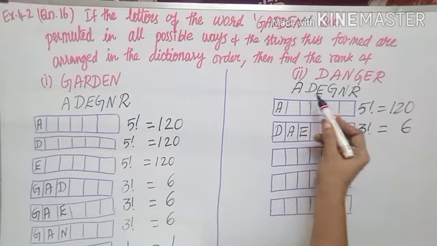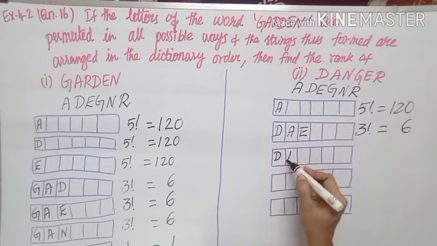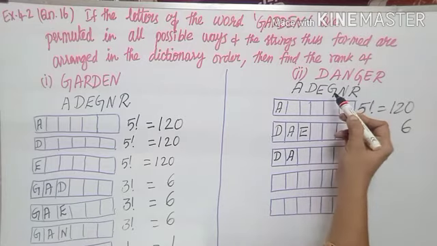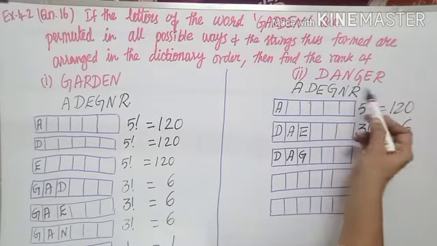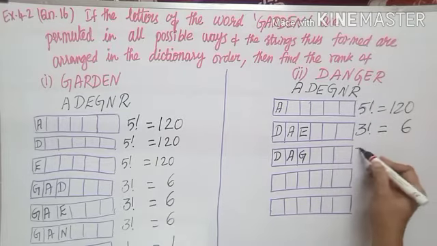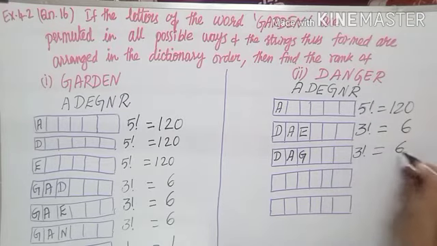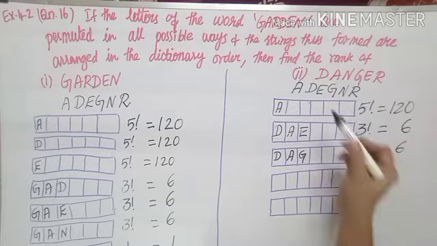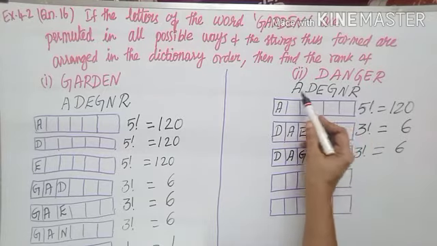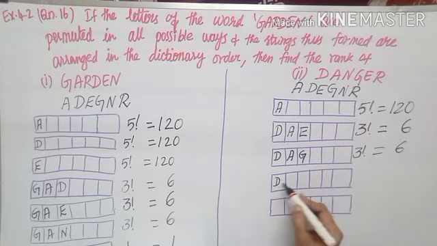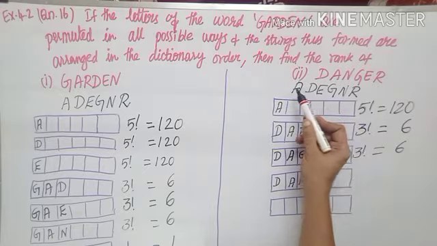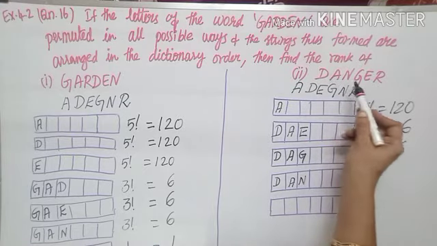After D, A, E is over, the next letter is G. So D, A, G will come. D, A, G is not my question. So the remaining 3 boxes, 3 factorial ways, that is 6. D, A, E over, D, A, G over, then D, A, N will come.